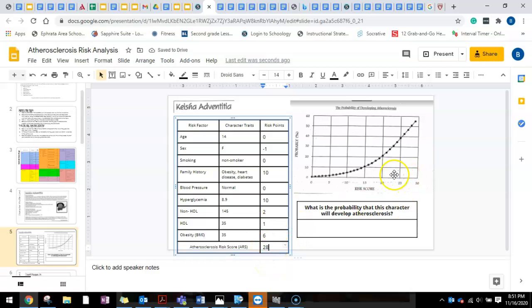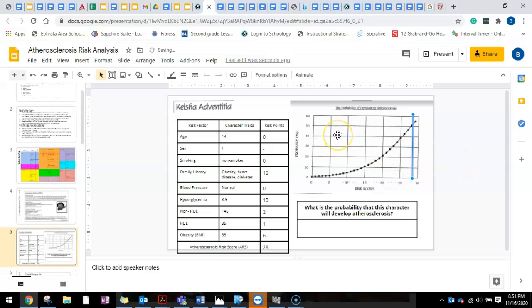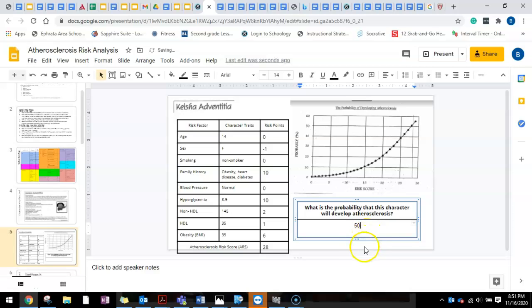Once you have that, you're going to look at the probability chart and determine her approximate probability. So you have to kind of identify where 28 would be. So it's on the closer side to 30. And then you're going to draw a straight line up to determine her probability. You're looking for where the line intersects with the curve, and that would be right here. So she would have a 50% chance of developing atherosclerosis sometime in her life.